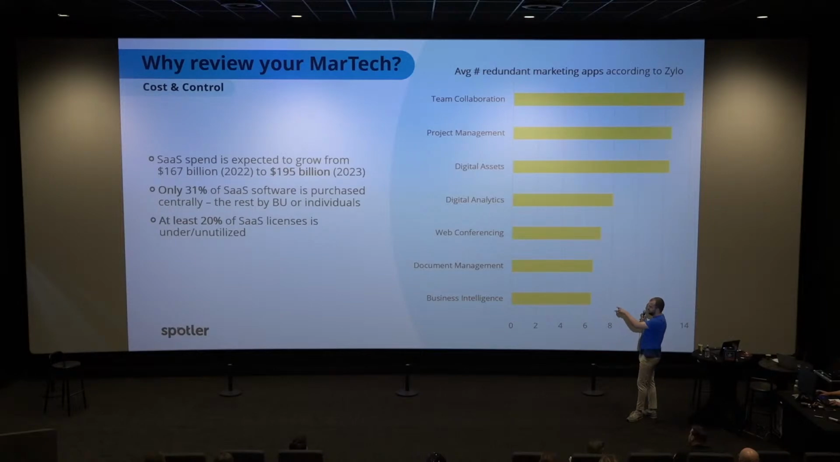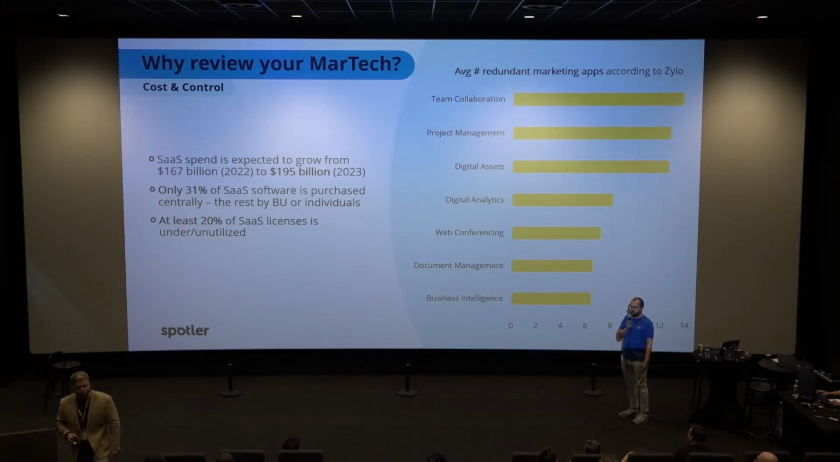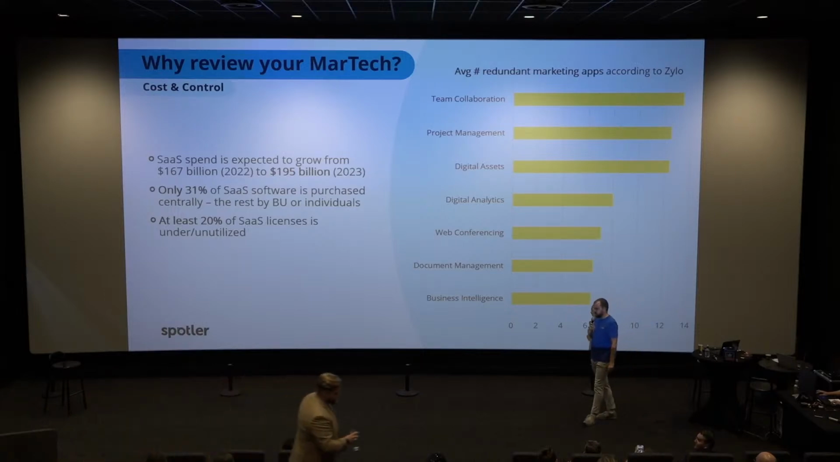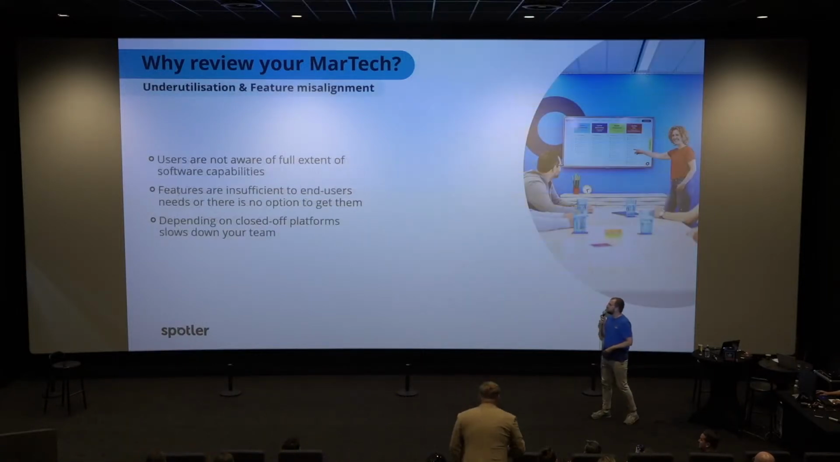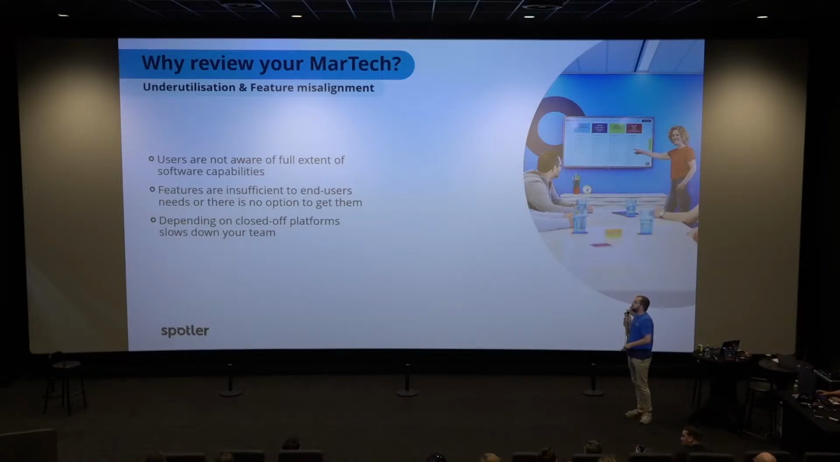But as it is purchased by business units and individuals, there is 6-7 business intelligence tools. I'm not saying that every business has 7 business intelligence tools. That will be a bit weird if you're like a company of 10. But the bigger you get, of course, the more redundant apps there will be. That results in underutilization and feature misalignment. So basically what that boils down to, the more software you have, the less it's actually going to be used, meaning that you're wasting a lot of money.